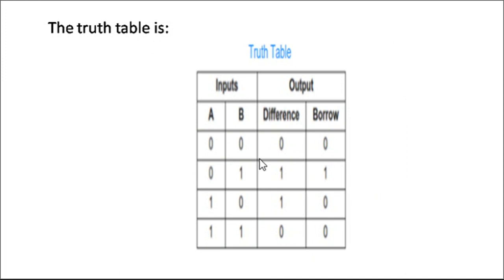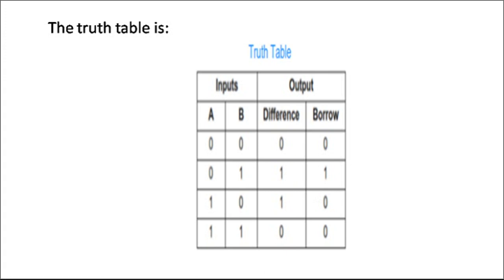The truth table of half subtractor: 0 minus 0, difference 0, borrow 0. A minus B, so 0 minus 1, they are having difference 1, borrow 1. 1 minus 0, difference 1, borrow 0. 1 minus 1, difference 0, borrow 0. So one line is important here: for 0 minus 1, the difference is 1 and borrow is 1.